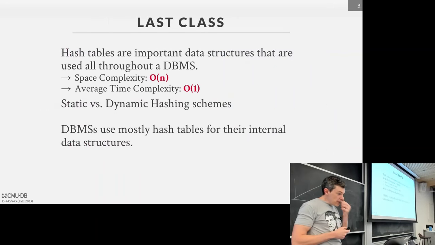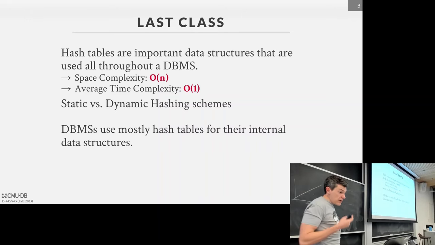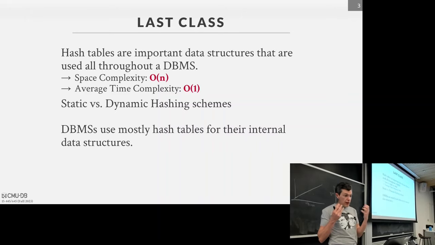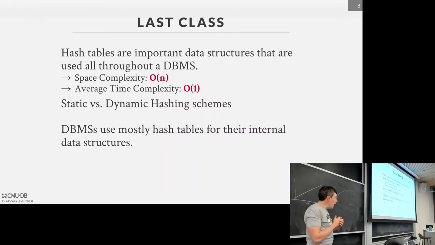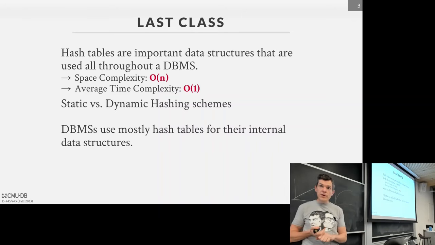All right. So last class, we talked about hash tables. And we talked about how they're this important data structure that's going to give us this nice O(1) average time complexity to do lookups matching keys to values. And we spent time talking about how there is this differentiation between static and dynamic hashing schemes. Static was you fix the size, the number of slots, whereas extendable hashing, chained hashing, and linear hashing all had the ability to grow incrementally over time to accommodate more keys than you originally envisioned.